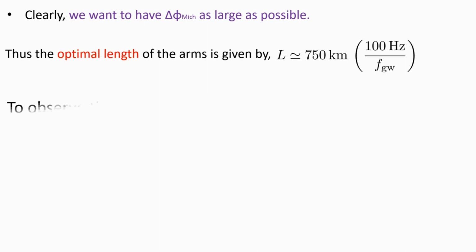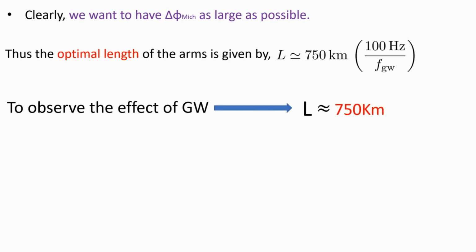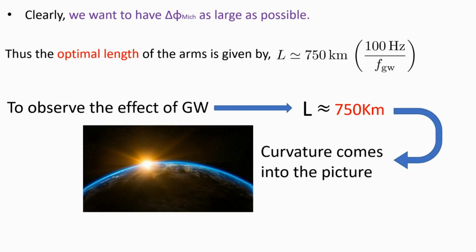Okay, to sum up, to observe the sufficient effect of gravitational waves, we have to build a 750-kilometer long arm length for this interferometer. And here is a catch: we just cannot build such long arm lengths on the surface of Earth, as the curvature of Earth comes into the picture.